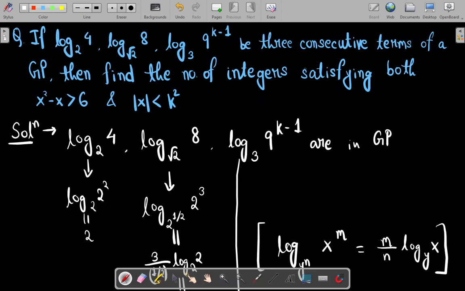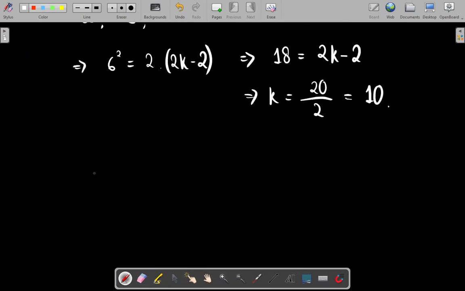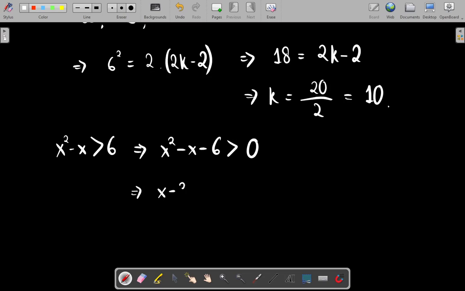Now we have to find the number of integers which satisfies both these inequalities. So the first inequality is x square minus x is greater than 6. So this simplifies to x square minus x minus 6 is greater than 0. On factorizing this becomes x minus 3 times x plus 2, since minus 3x plus 2x gives minus x and the product is minus 6, is greater than 0.